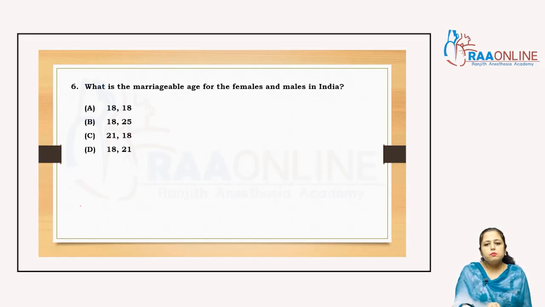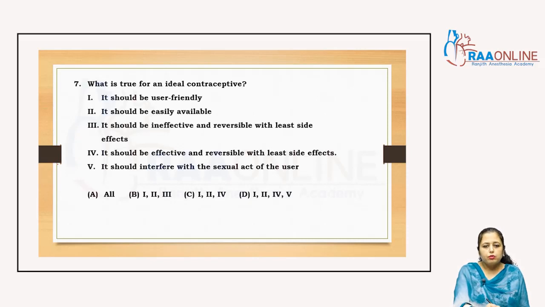What is the marriageable age for the females and the males in India, right? For females it is 18 years, for males it is 21 years. Clear? First female and then male, right? That's why we will not choose that option. We will choose that option, that is 18 and 21, right? So that is the marriageable age for the females and the males in India, right?